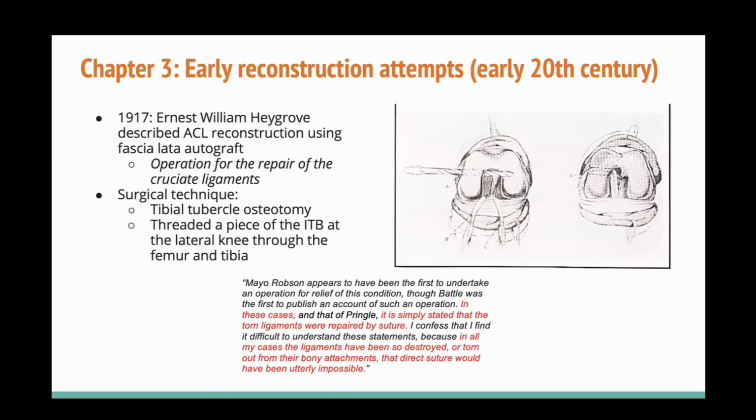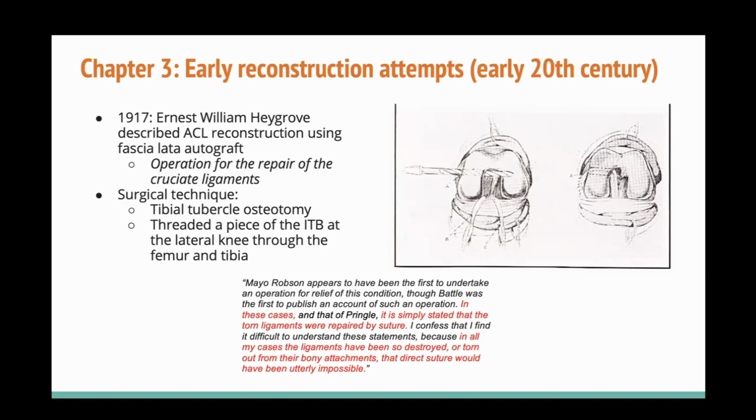Ernest William Haygrove described the first ACL reconstruction using fascia lata autograft all the way back in 1917. He did a full-on tibial tubercle osteotomy, huge exposure to the knee, and he threaded a piece of the ITB from the lateral knee through the femur and the tibia.